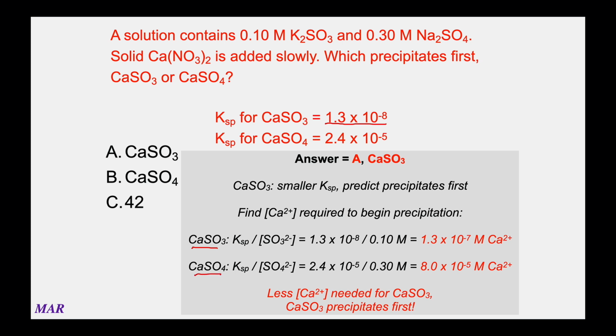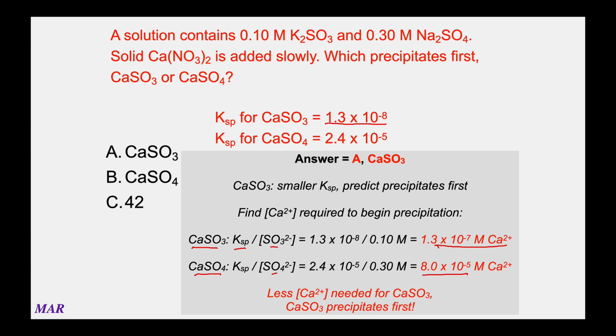And if you don't believe me, and I totally understand, here's the math for the calcium sulfite and the calcium sulfate calculations. You take the corresponding KSP and divide by either sulfite or sulfate, and you can see that 1.3 times 10 to the minus 7 moles per liter is the calcium required to make calcium sulfite precipitate. For the calcium sulfate, you need 8 times 10 to the minus 5 moles per liter calcium. That's quite a bit more than 1.3 times 10 to the minus 7th molar calcium. So the calcium sulfite precipitates first. The calcium sulfate will precipitate last.